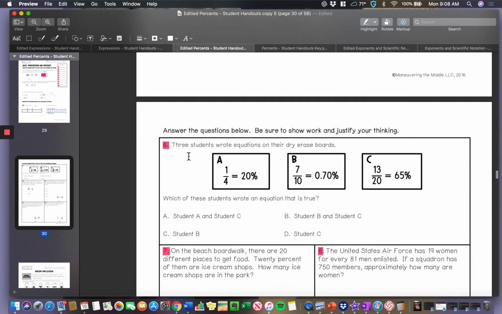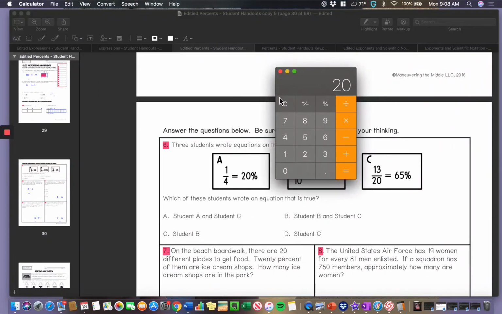So for number 6, it says 3 students wrote equations on their dry erase boards. Which of these students wrote an equation that is true? So if you want to find out if it's true, I can always just divide my fraction to get my decimal and then move it as a percent. So an example for number A could be taking 1/4, which is really 1 divided by 4 equals 0.25.